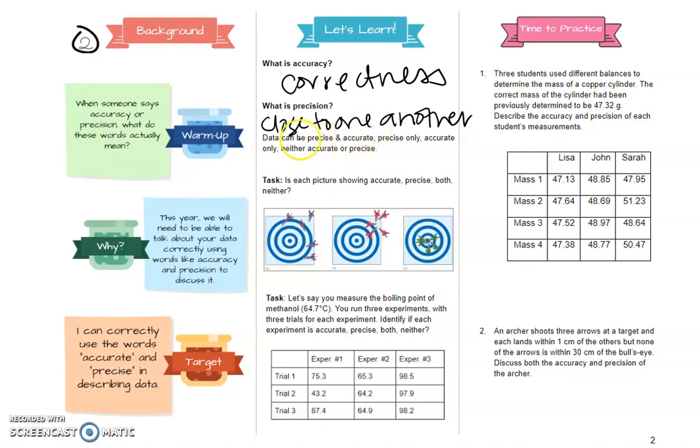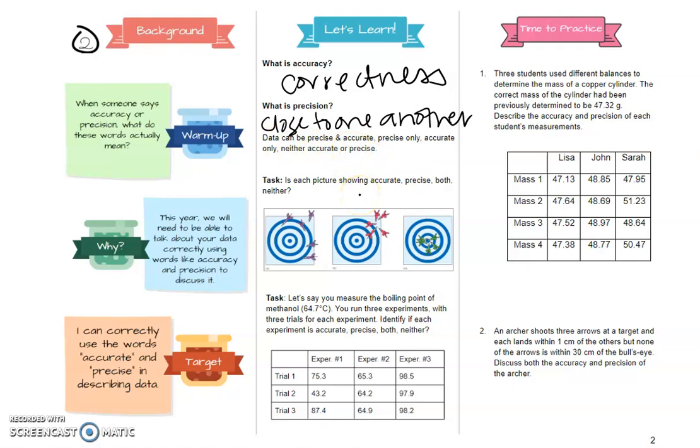So what I have next here is that data can be precise and accurate. It can be precise only, it can be accurate only, okay? That one generally comes into place when people are talking about taking an average of something, okay? And it can be neither accurate nor precise. So you could be nowhere. You could just be all over the place. So let's look at this first task.